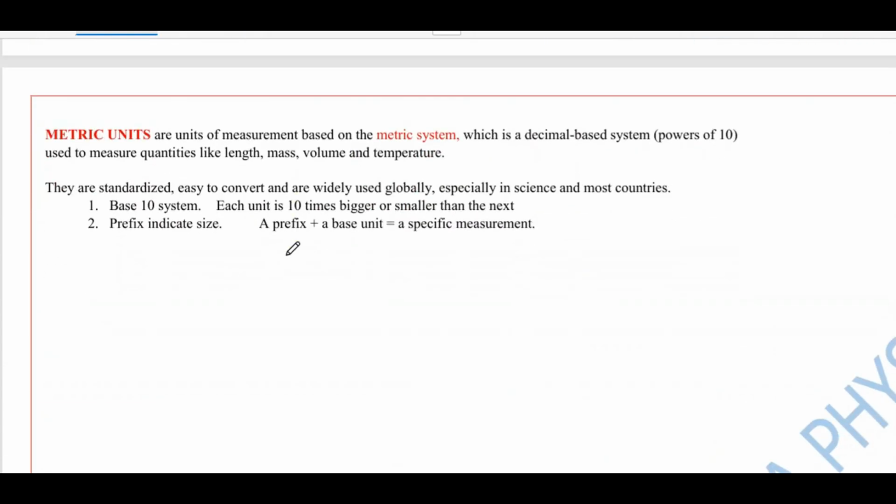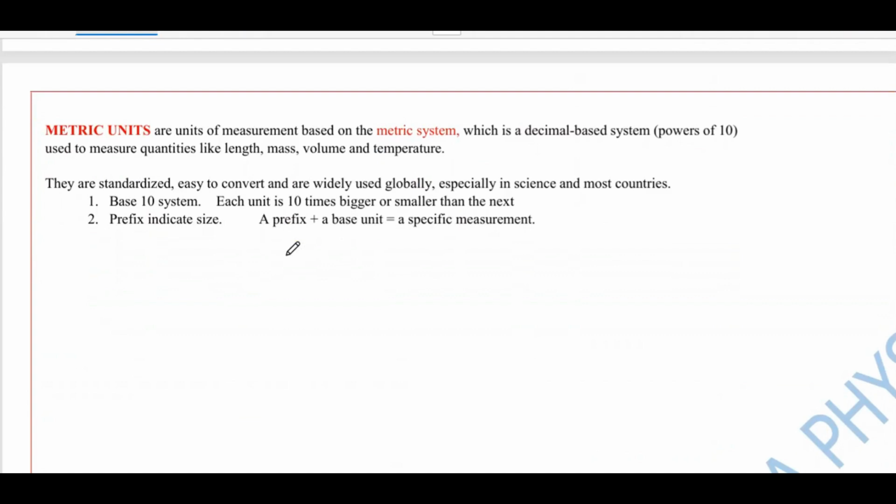Now, metric units are units of measurement based on the metric system. Metric system is a keyword here because we have several other systems, but we are focusing on the metric system. At the end of the lesson, we shall check how to convert between the metric system and some other commonly used systems of units. Now, the metric system is a decimal-based system, which means powers of 10.